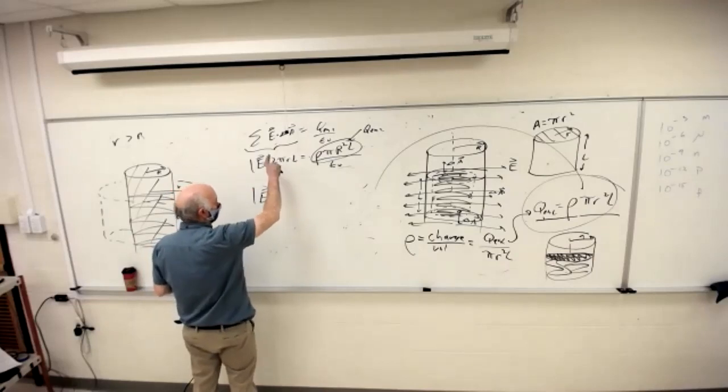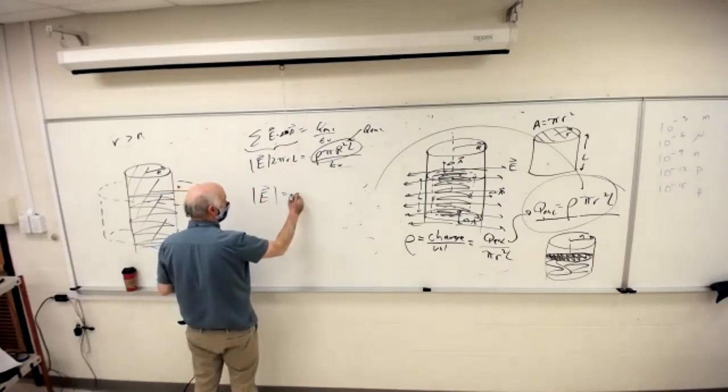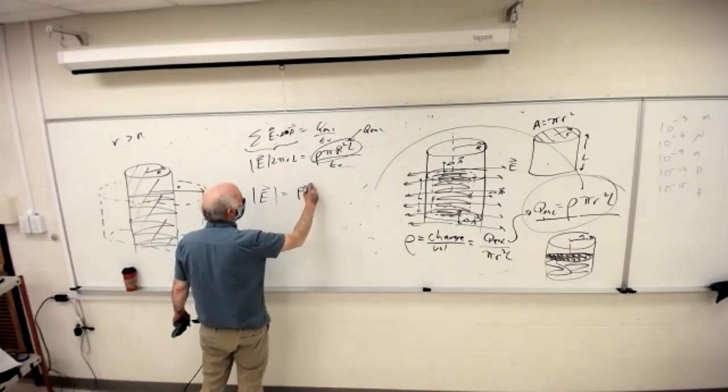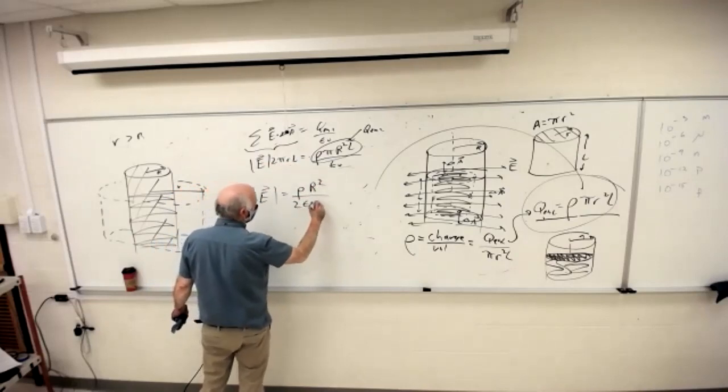So the L's go out, the pi's go out, take over 2. This gives us rho R squared over 2 epsilon naught r.